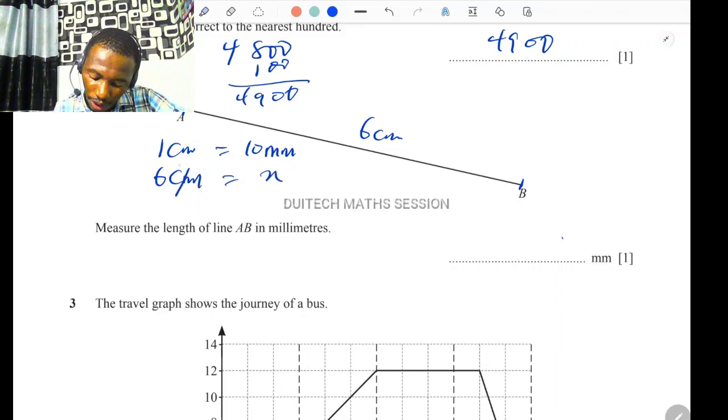Centimeter will cancel centimeter here. So 1 times x will give us what? X. X is equal to what? 6 times 10, we'll have 60 millimeter. So x is equal to 60 millimeter. So I can remove my x and leave the 60 as my result.